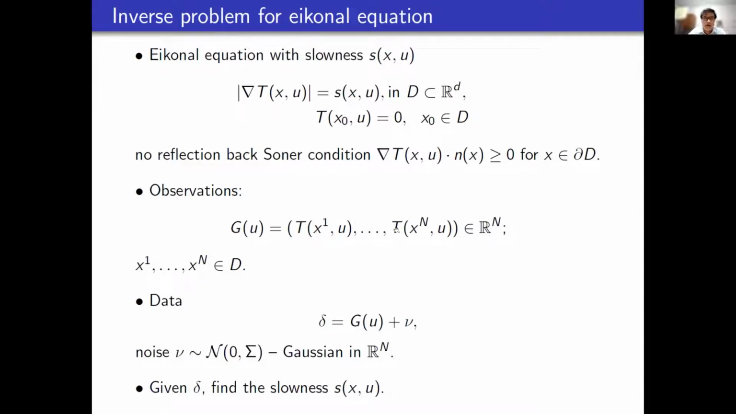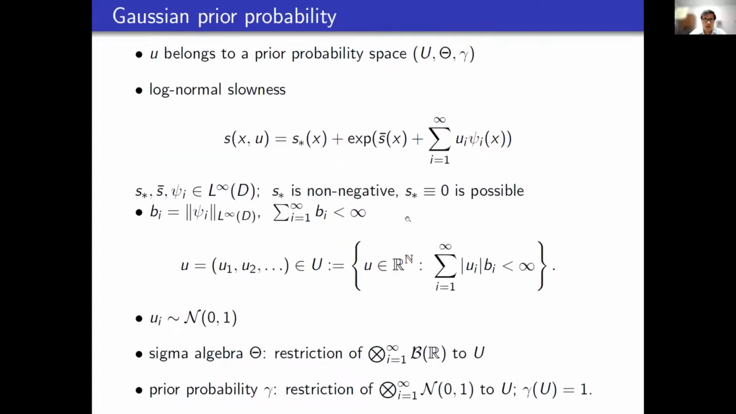Here in this talk, we follow the Bayesian framework. We assume that this little u that we wish to find belongs to a prior probability space, which is this big U that you see here. And we assume the log-normal form for this s. Here is the form of s. It is this function s star, and then we have e raised to the sum. We have this function s bar, and the sum when i goes from 1 to infinity of ui times ci.